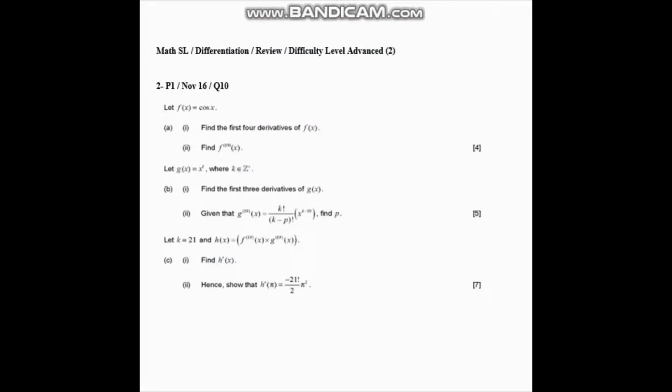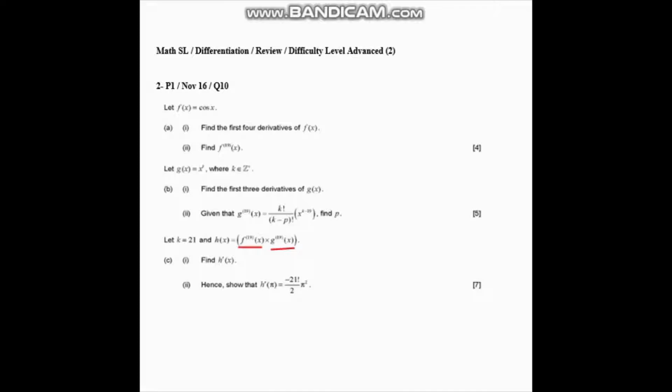So in part (i), you are given k equals 21, h of x equals f19 of x times g19 of x, the 19th derivative of f multiplied by the 19th derivative of g. You are required to find h dash of x. So we have two expressions in x multiplied by each other. So this shall be my u and this shall be my v. But for simplicity, instead of u and v, we'll just call them f19 and g19.